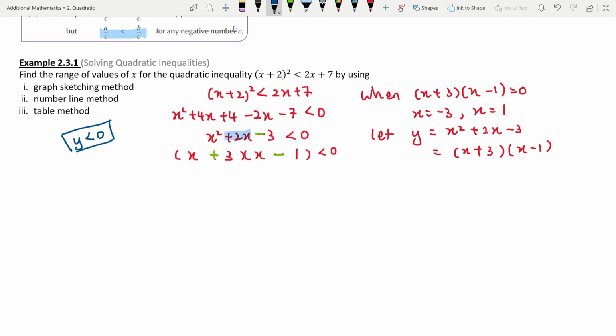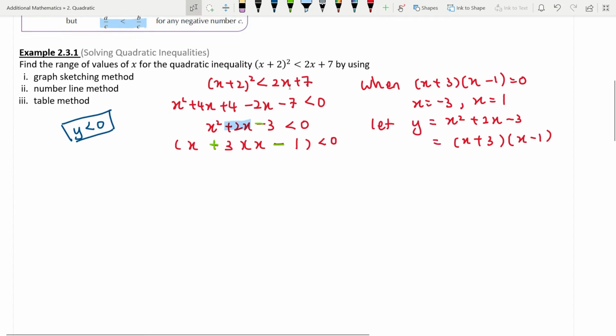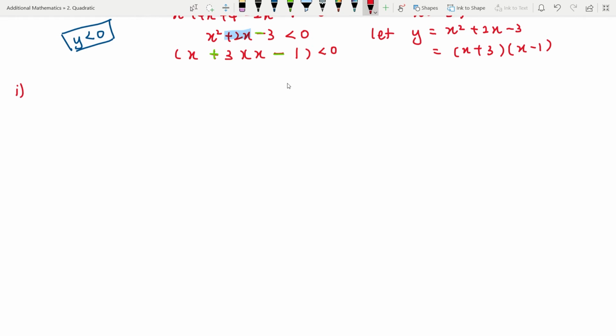The first method, graph sketching method. We have the x-axis and the y-axis. For x squared plus 2x minus 3, we have a positive a coefficient, so it's a smiling curve, and it will cut through negative 3 at the y-intercept. The x-intercepts will be negative 3 and 1. C is negative 3, x-intercepts are negative 3 and 1.